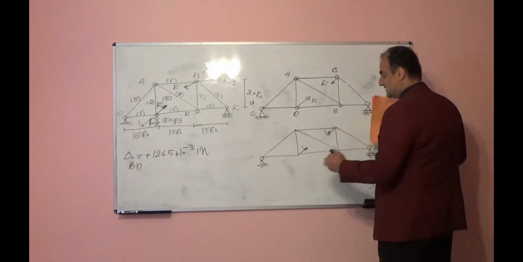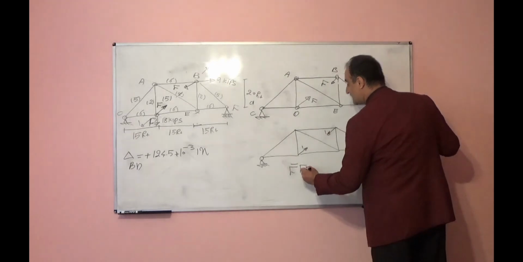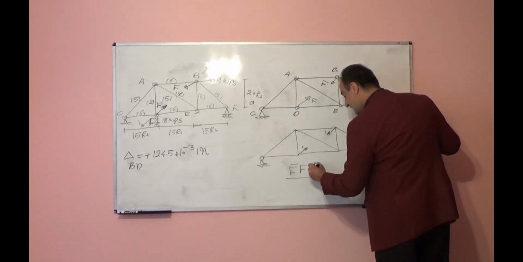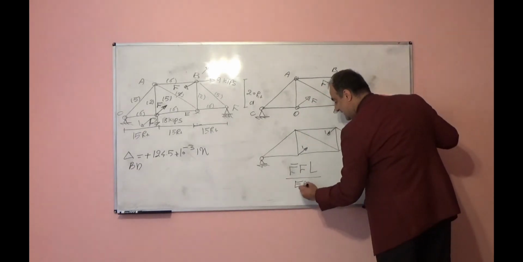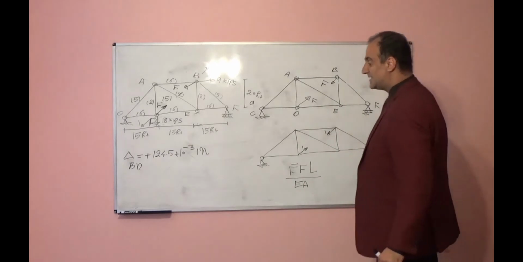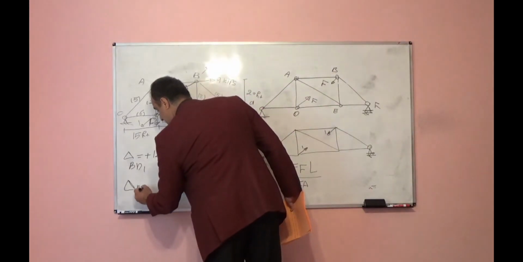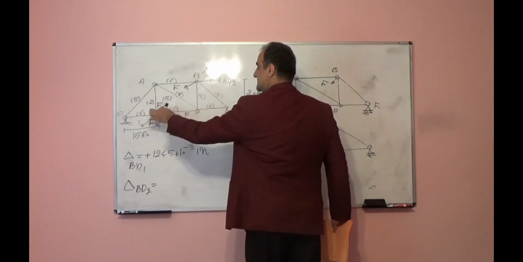Then the internal force under virtual load times the internal force under real load, which is this F, times the length for each member divided by EA. That will give us the relative displacement of B with respect to D because of this internal force in this diagonal member.